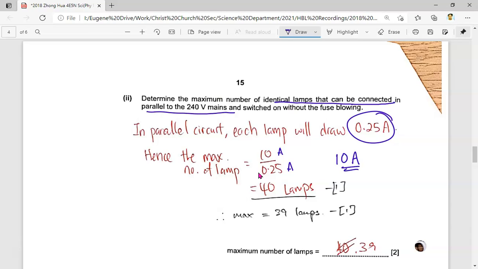10 ampere, that's the current. Your fuse rating is also equal to 10 ampere. So when the current is 10 ampere and the fuse rating is 10 ampere, what does it mean? It means that once the circuit hits 40 lamps, the fuse will immediately blow. As such, I cannot leave my answer as 40 lamps, because at 40 lamps, it will not function properly. So I need to cut down one lamp, and hence the maximum number of lamps is 39 lamps.